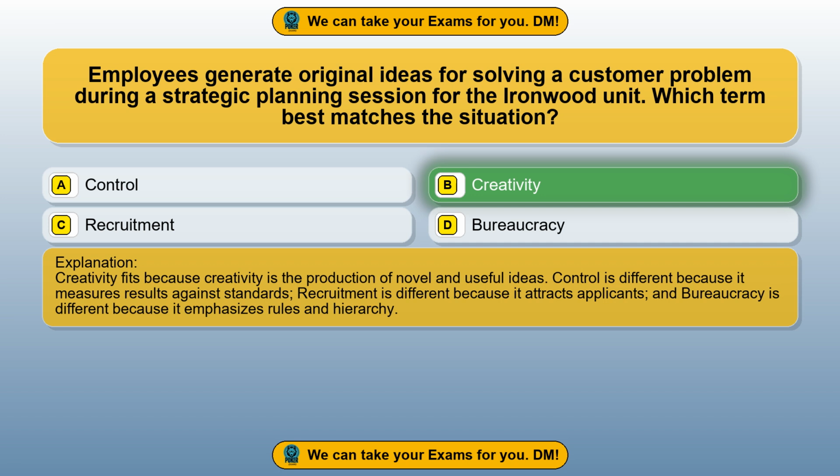Creativity fits because creativity is the production of novel and useful ideas. Control is different because it measures results against standards, recruitment is different because it attracts applicants, and bureaucracy is different because it emphasizes rules and hierarchy.